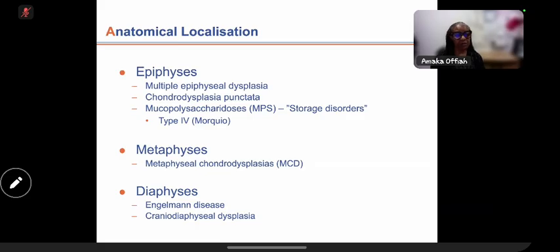To be fair, I've put it here, but it's really Morquio that affects the epiphyses, and we'll show some examples just now. Metaphyses, in particular, think of metaphyseal chondrodysplasias, and in particular, think of Schmid, because the differential there is rickets, healing rickets especially. And then diaphyseal conditions are probably the least common: Engelmann disease, craniodiaphyseal dysplasia.